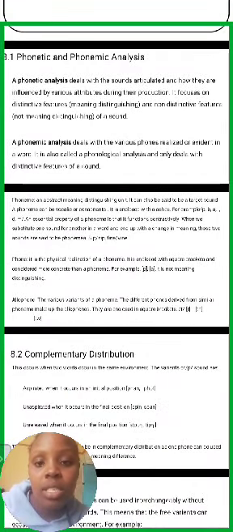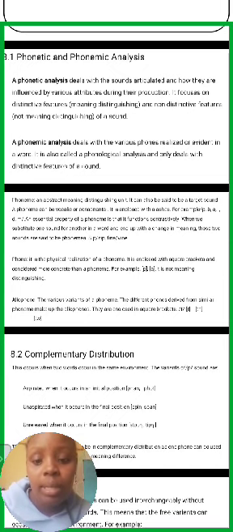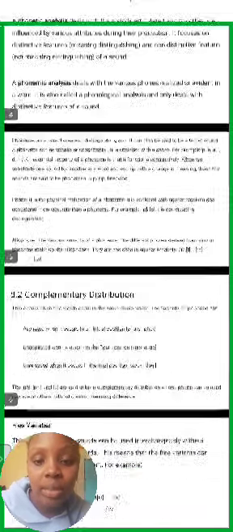So phonetic analysis deals with the sounds articulated and how they are influenced by various attributes during their production. It focuses on the distinctive features, meaning the distinguishing, and the non-distinctive features of a sound. But the phonemic analysis deals with the various phones realized or evident in a word. It is also a phonological analysis and only deals with the distinctive features of a sound.